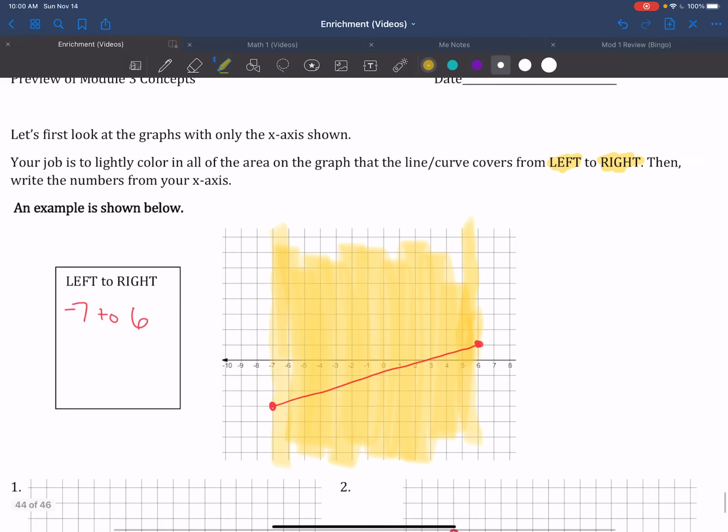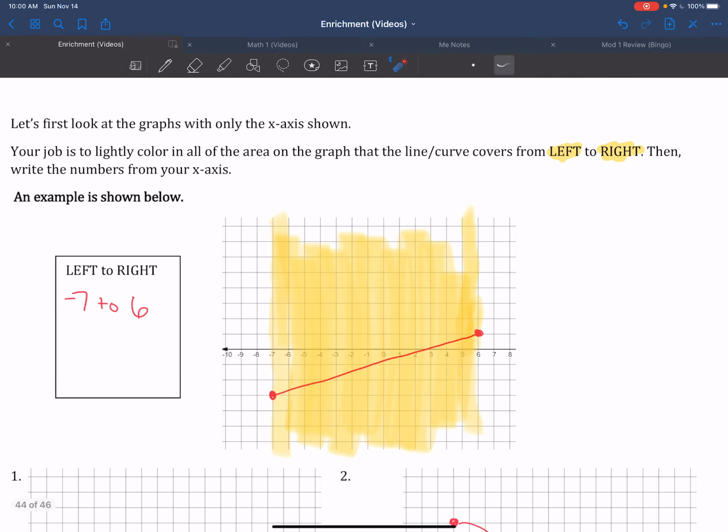So looking at this first example that has already been done, we started highlighting here and we went all the way to highlight to the end of our graph. Now look at this. This graph starts highlighting right here, which is -7 on our x-axis. So from the left, we started at -7. We went all the way to the right side here, which ends at the number 6, right? That's where our graph ends, and that's where we get this number 6.